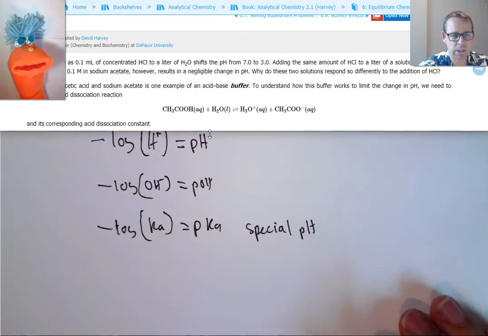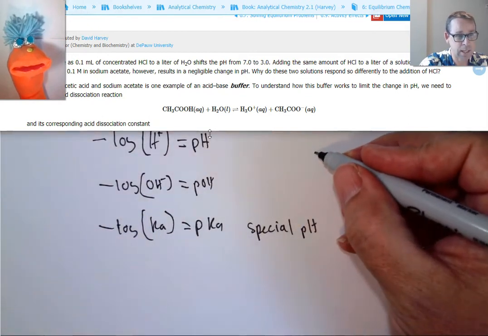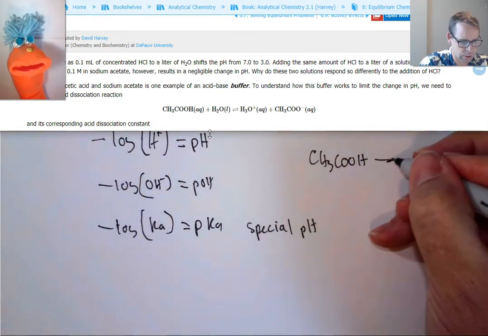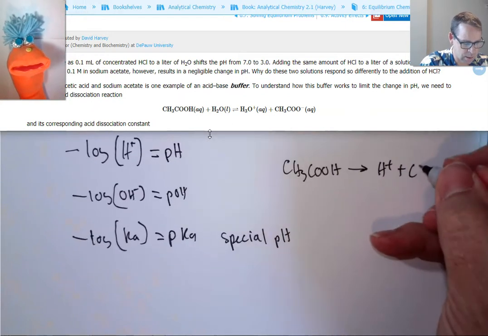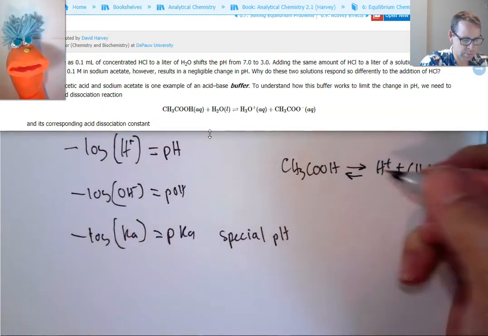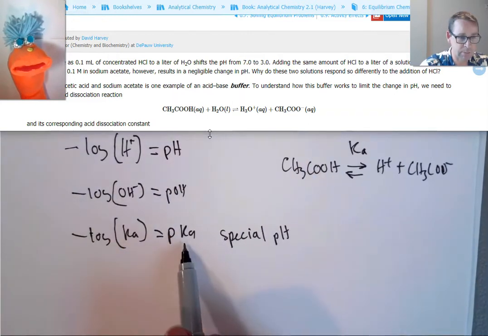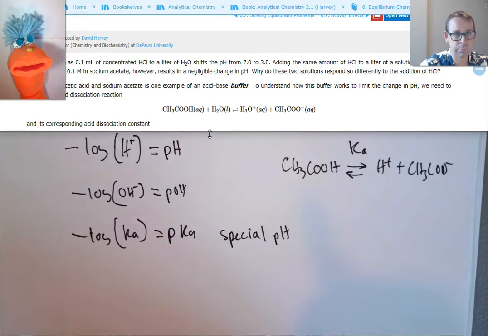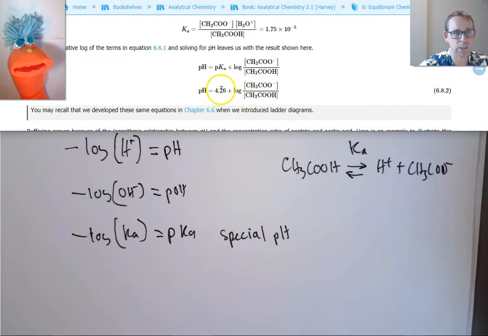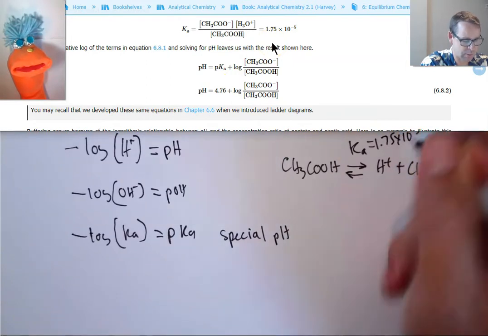Usually this is the Ka for a given acid. Let's say we're talking about our acetic acid, CH3COOH. There's our acetic acid. It dissociates to form H plus ion and CH3COO minus. Okay? This is in equilibrium. There's a K here. This is called a Ka because this is acid dissociation, right? If I take the negative log of that, I get the pKa. And the resulting value is a special pH. In this case, the pKa of acetic acid is 4.76. The Ka here is 1.75 times 10 to the minus 5.